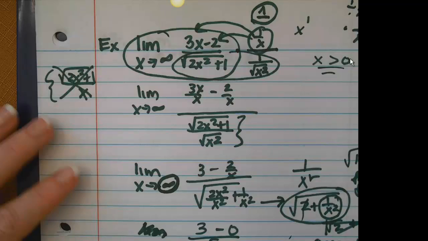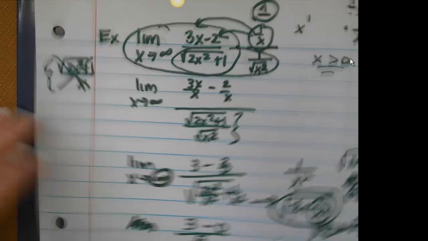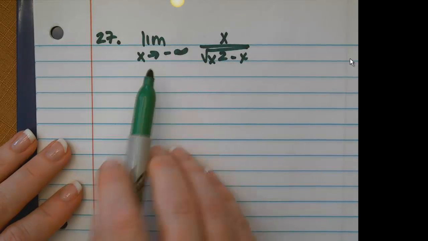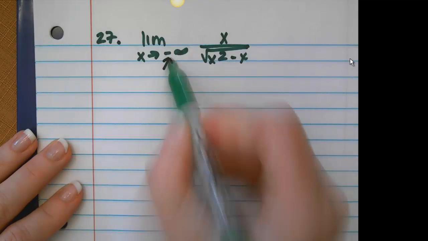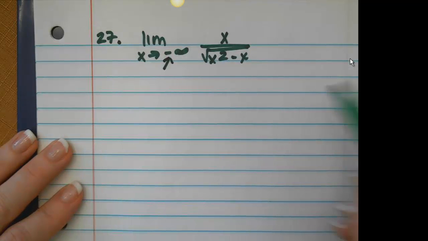All right, so we just finished this example. Now let me show you how this relates to problem 27 in your homework sets. So this one is just slightly different. In problem 27, they want you to take x approaching negative infinity instead of positive infinity. So this is how it's going to affect the problem from the previous example.